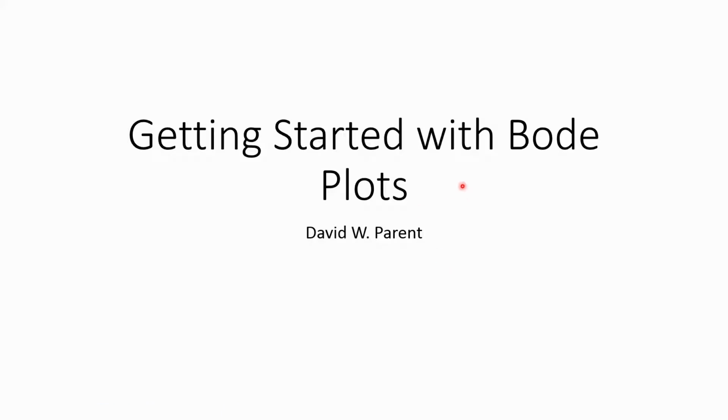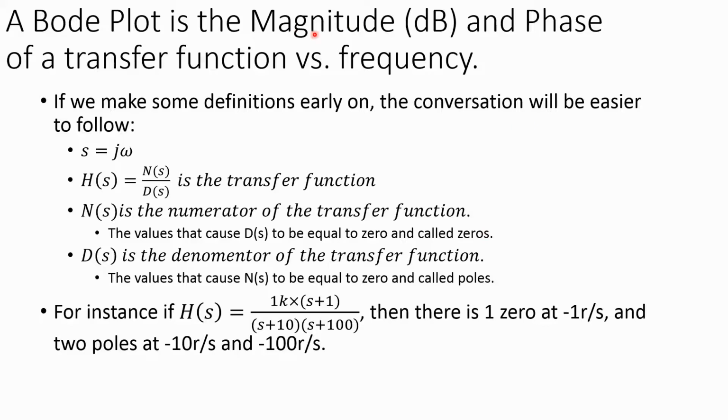Today I'd like to talk to you about very simple Bode plots. A Bode plot is the magnitude and phase of a transfer function plotted versus frequency. S is j omega, and transfer functions have a numerator and a denominator. Whenever the numerator of a transfer function goes to zero, we call that a zero. Whenever the denominator goes to zero, we call that a pole.